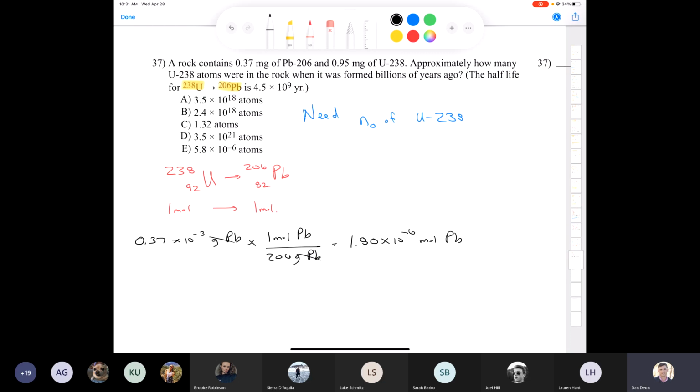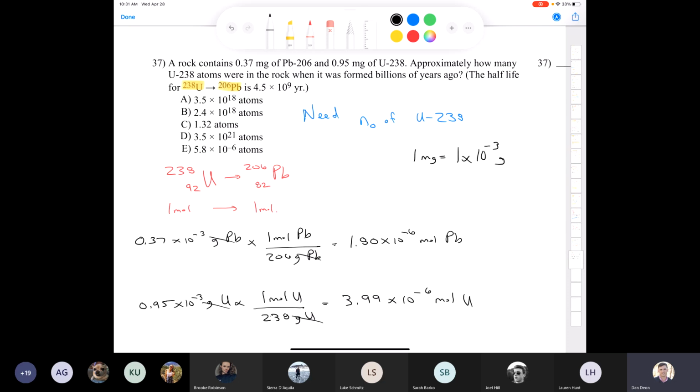How many moles of uranium do I have at the end? Same exercise, 0.95 times 10 to the negative 3 grams. I'm just converting this from milligrams into grams. You know that in 1 milligram, there's 1 times 10 to the negative 3 grams. That's all I'm using there. So grams of uranium times 1 mole of uranium has a mass of 238 grams of uranium. This cancels, and that gives me the number of moles of uranium. It's 3.99 times 10 to the negative 6 moles of uranium.